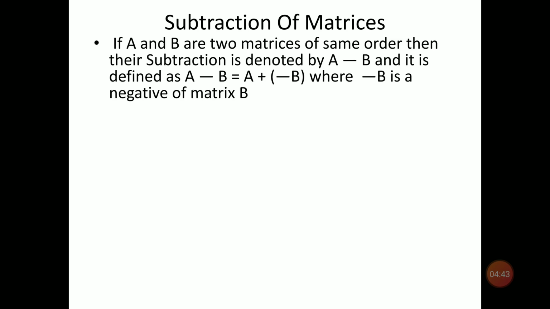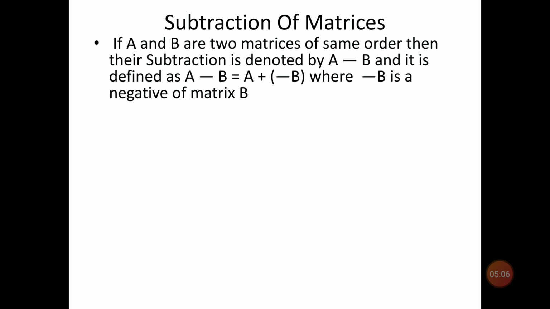How we define the subtraction is again the same as that of the subtraction of two numbers. Let us see the definition. If A and B are two matrices of the same order, we can define subtraction of two matrices only when they are of the same order. Then subtraction is denoted by A minus B. This is again our usual notation.